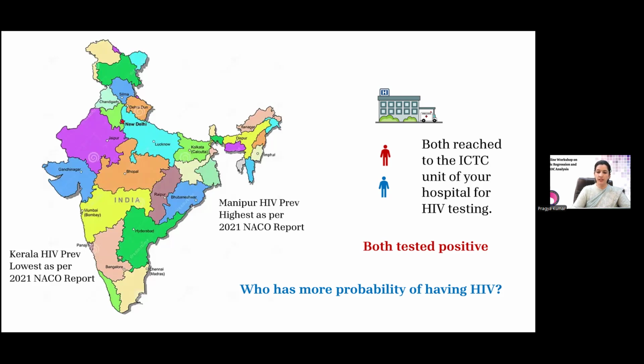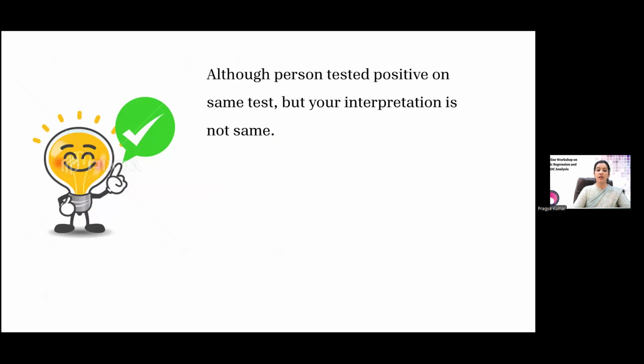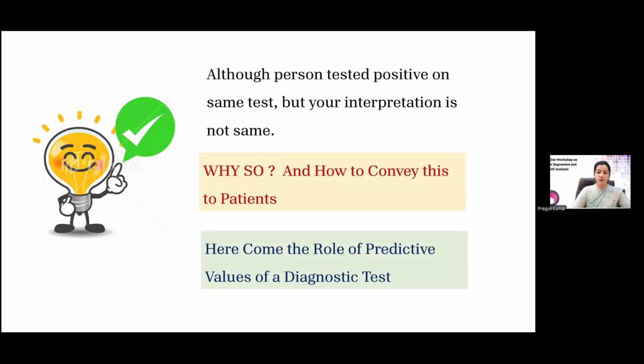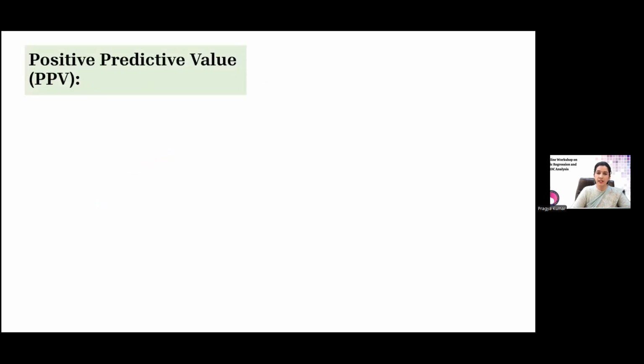So you know that with these sensitivity and specificity, although this person has tested positive on the same test, our interpretation is not the same. Why is our interpretation not the same, and how can we convey this to the patient? So basically, here comes the role of the predictive values of a diagnostic test. So it is not only sensitivity and specificity; rather, if the person has tested positive, what is the probability that he has the disease? So what are positive predictive value and negative predictive value?